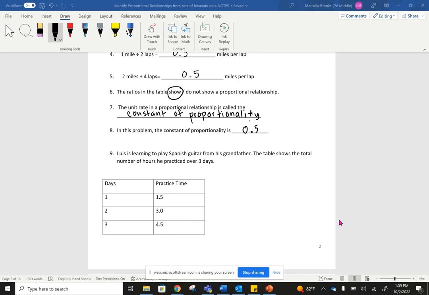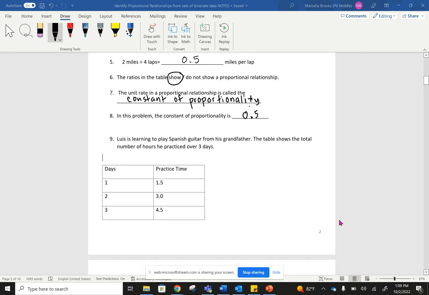So number 9. Luis is learning to play Spanish guitar from his grandfather. The table shows the total number of hours he practiced over 3 days. So again, we mark y over x. To find the unit rate or constant of proportionality, we're going to do y divided by x. So y value over x value, y value over x value, and y value over x value. So type those in your calculators.